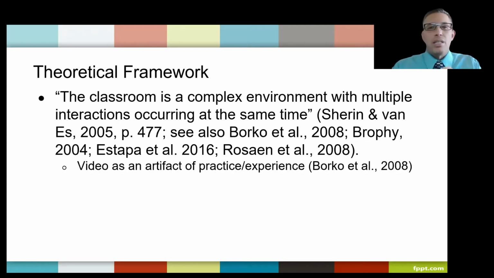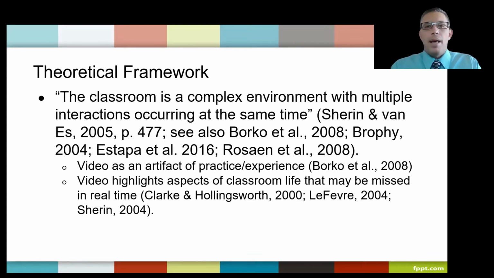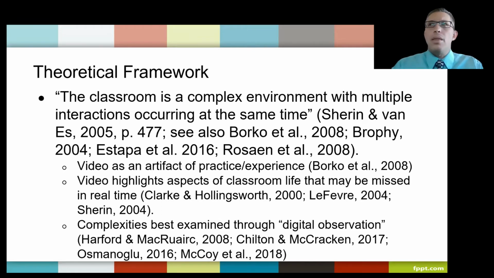Borko and her colleagues then said, well, a way to harness this and capture these complexities is through the use of video, and using that video as an artifact of that authentic experience. That way the video can supplement what has normally been done through just memory of the experience, with other details. Things that the teacher has missed can also be seen. Things that were never even processed into memory by the teacher can then be noticed through that process, through video.